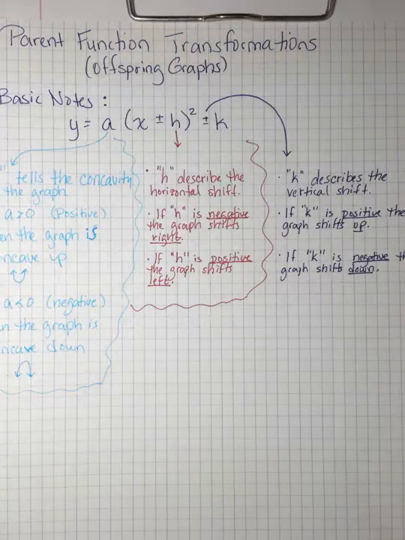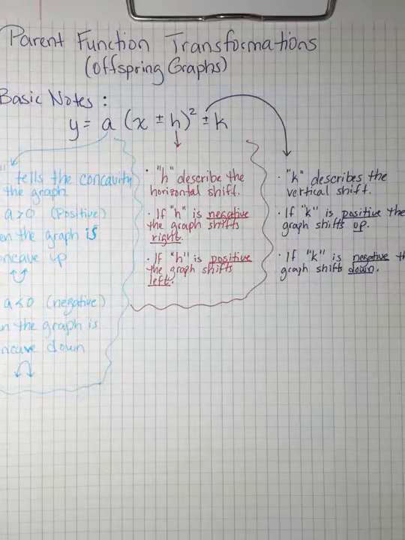Okay, so we're back again talking about transformations of parent functions, called offspring graphs. This is the same notes you took last time, so just get those notes back out and refresh your memory: A tells you concavity, H, which is inside, lies to you, so it tells you the wrong direction, but K on the outside will tell you the right direction because K doesn't lie to you.